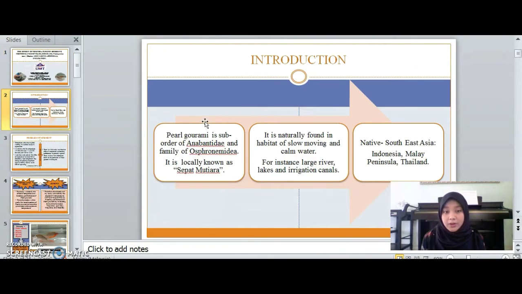This is the introduction. Gourami is a suborder of Anabantoidei and family Osphronemidae. Locally in Malaysia, we call it sepat mutiara. This species can naturally be found in slow moving and calm water, for example lakes and large rivers. They are native to Southeast Asia: Indonesia, Malaysia, and Thailand.